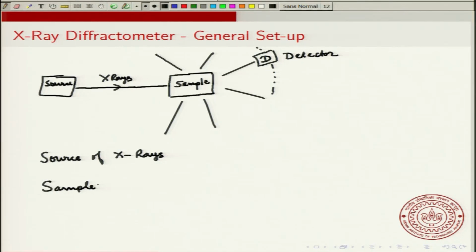In the sample there are different ways to prepare the sample. So the sample preparation will be one of the topics that we look at, and the last part is the detector. So this is the general setup of any X-ray diffractometer. In fact this is typical for almost all spectroscopic instruments. So now let us look in detail at each of these.